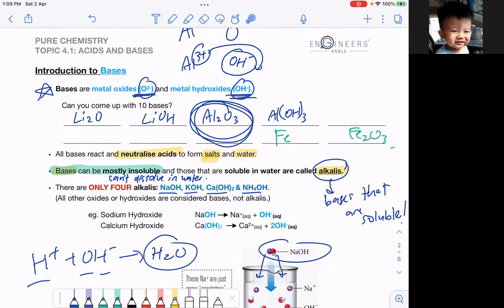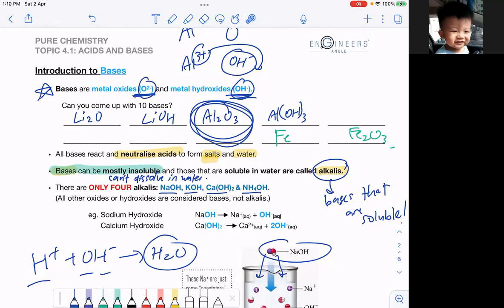You go to the periodic table, anyhow take a metal. Can I use magnesium? Can. Magnesium oxide, is it a base? Yes. Magnesium hydroxide? Definitely yes. I use a weird one, never heard before. Francium. Francium oxide. If francium is a metal, you all can verify, just check the periodic table.